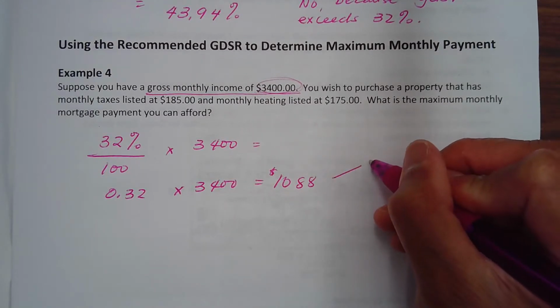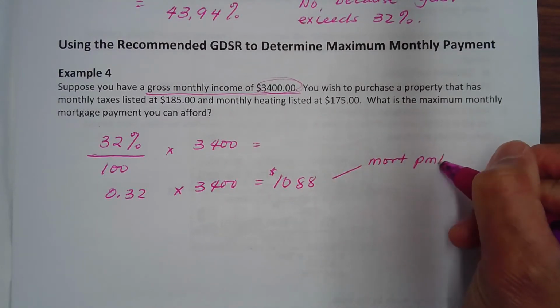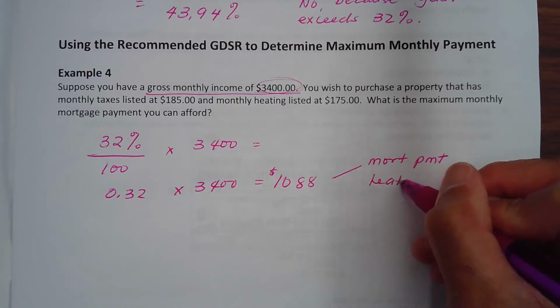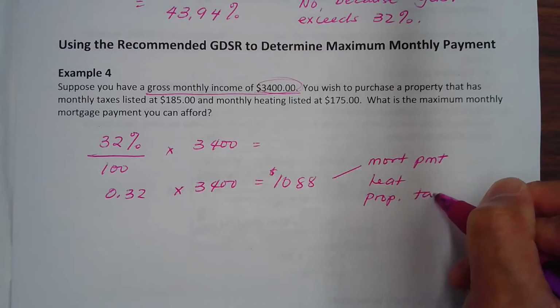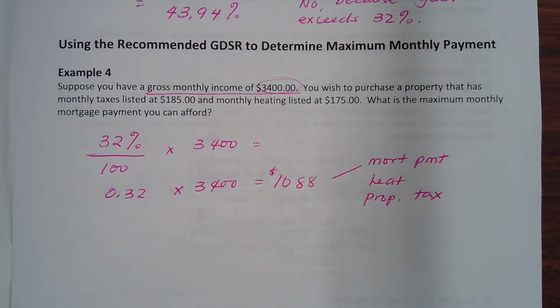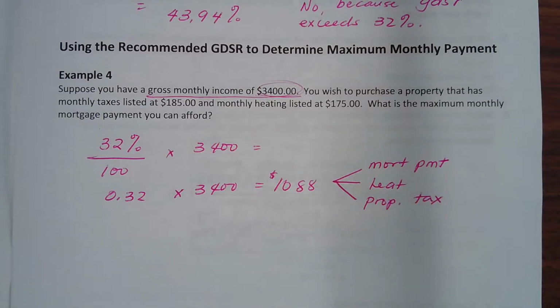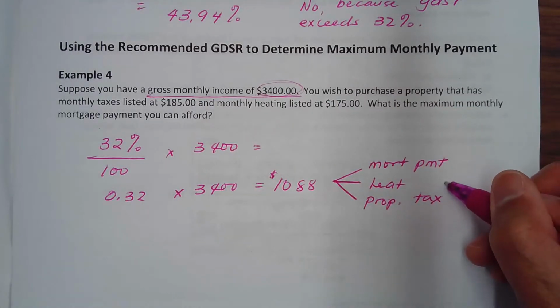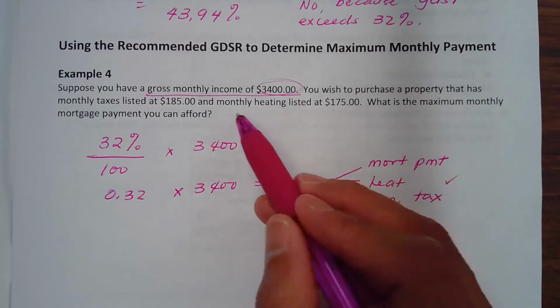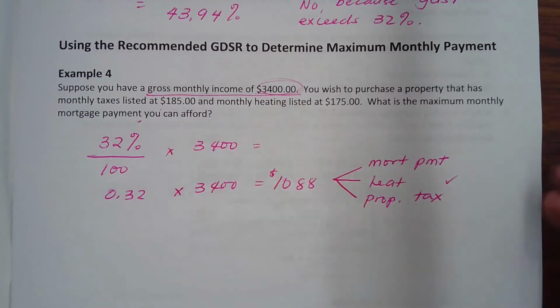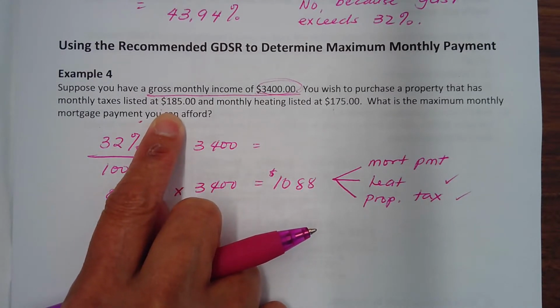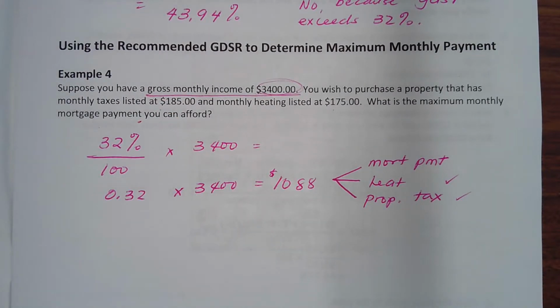So this 1,088 is for all 3 things that we have to pay for: the mortgage payment, heat, and property tax. 32%, a third of our income, should only go to these 3 things. We already know how much the heat is, 175, and the property tax is 185. Whatever is left over after we've taken those out is our mortgage payment.